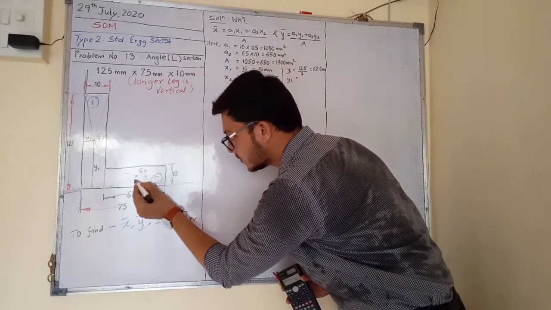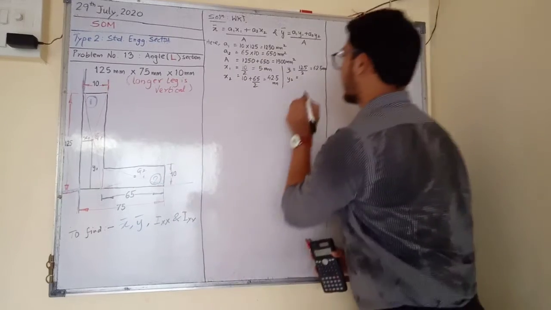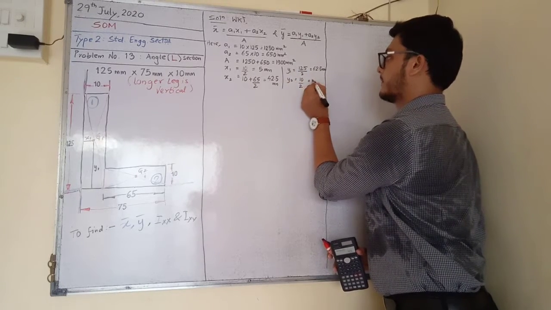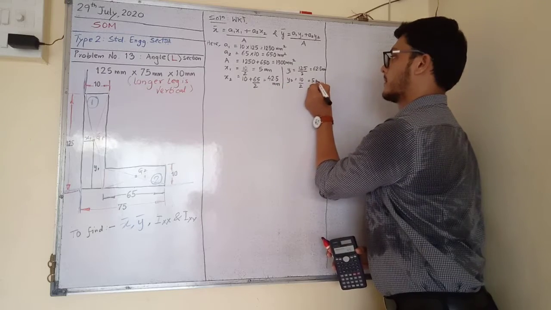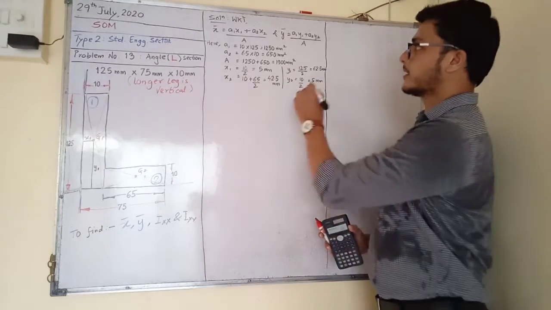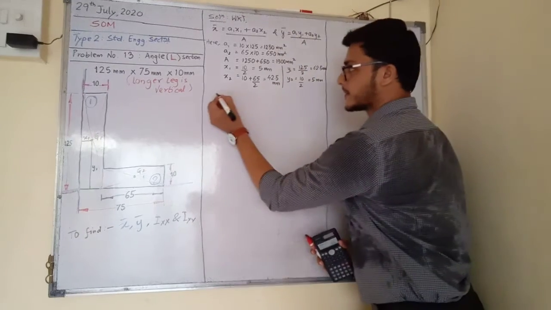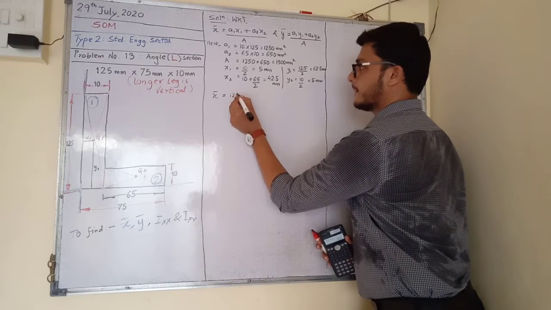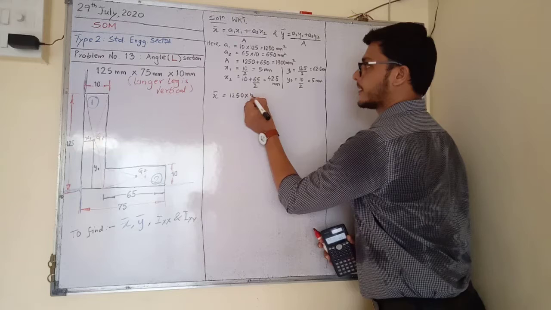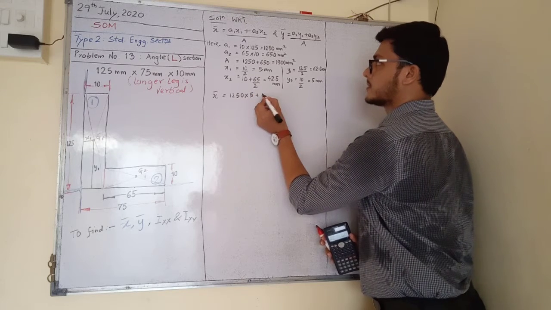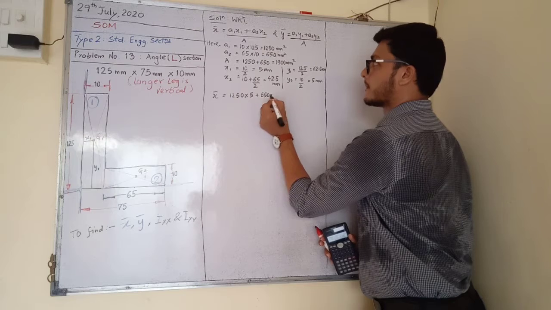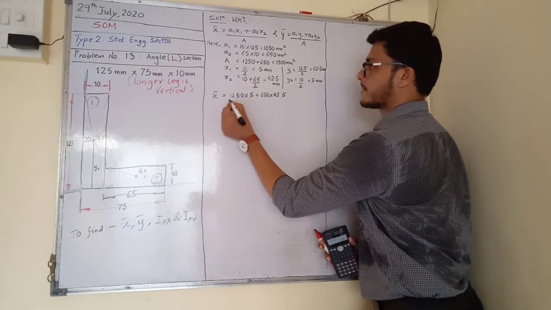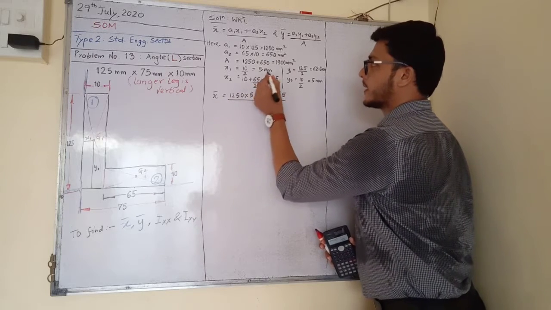y2 is the distance from G2 to the bottom. So this distance will be half of 10, so this is 5 millimeter. All the values are here, and you have to just substitute the values to get x bar and y bar. So I am substituting: x bar is equal to A1, 1250, into x1, 5, plus A2, 650, into x2, 42.5, upon total area 1900.